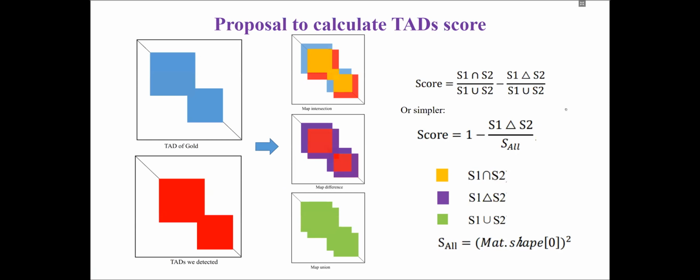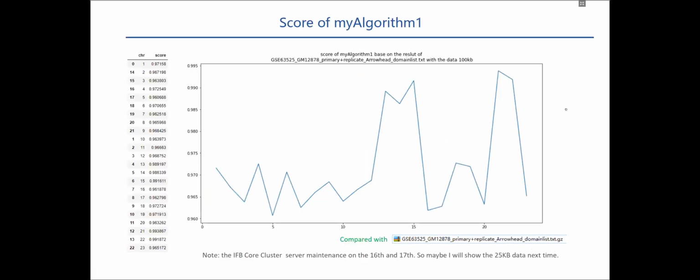Here now we have results. We have proposed how to calculate the TAD score. Basically it calculates the error, intersection and union. For the details of how to calculate, I wrote a PDF in my GitLab. You can read it. This is the score combined with the file given by Arrowhead domain. It's very similar, and I think my method logically will be better than Arrowhead. But I'm not sure.